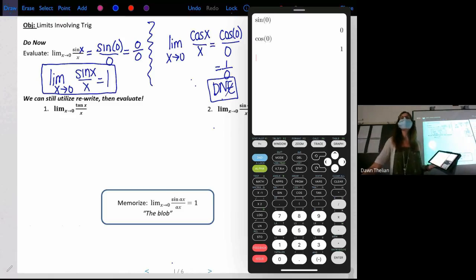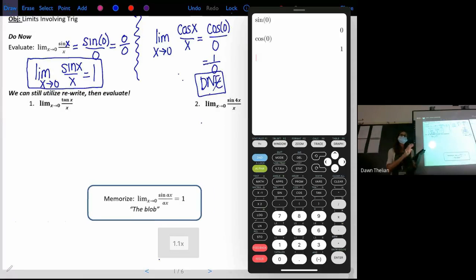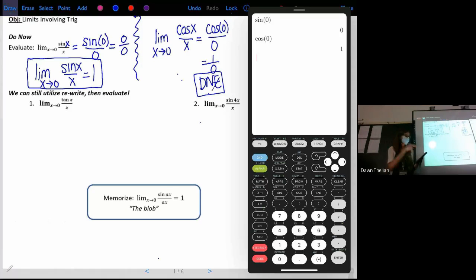So that's sort of why I'm ignoring cosine. Cosine doesn't have a limit as x approaches 0, but sine x over x did. So we can utilize that to rewrite other trig functions. If we could just memorize this one fact, that sine x over x goes to 1, we can use that as our tool.